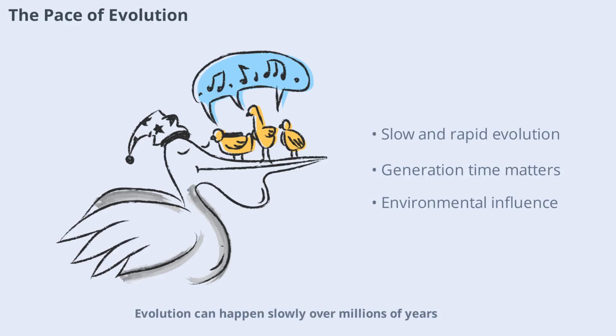Evolution can happen slowly over millions of years or rapidly in response to sudden changes. Some species, like bacteria, can evolve quickly because they reproduce fast. Others, like elephants, evolve more slowly. The pace of evolution depends on factors like generation time, mutation rate, and environmental pressures.